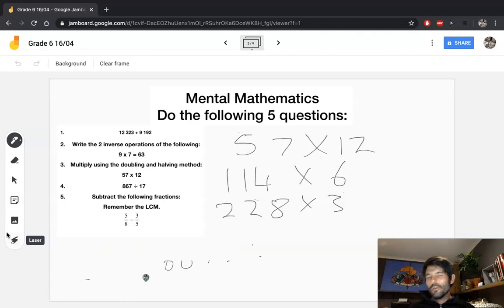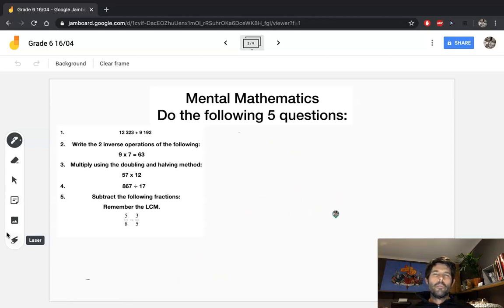Okay, question 4 is a long division question, and I'm thinking that the majority of you would have been taught long division maybe like this, if you've been taught long division. So I'm going to try and avoid this whole situation, and I'm going to try and work this out using multiplication. Okay, so I know that 17 multiplied by 10 is equal to 170.